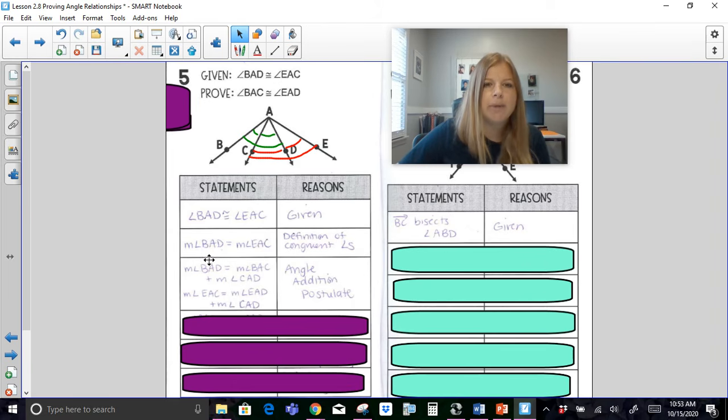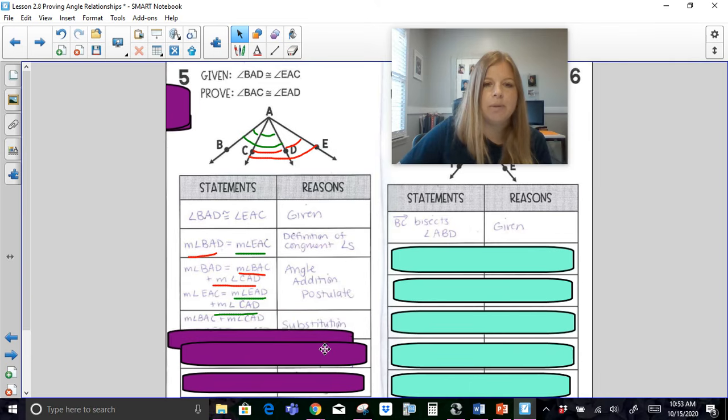Well, now think about what happens. We said that the measure of angle BAD was equal to the measure of angle EAC, and I know what BAD is equal to. It's equal to all of this. And I know what the measure of EAC is equal to. It's equal to all of this. So I think you can tell what's going to happen now. We're going to be able to make this statement by using substitution, that the measure of angle BAC plus the measure of angle CAD is then equal to the measure of angle EAD plus the measure of angle CAD.